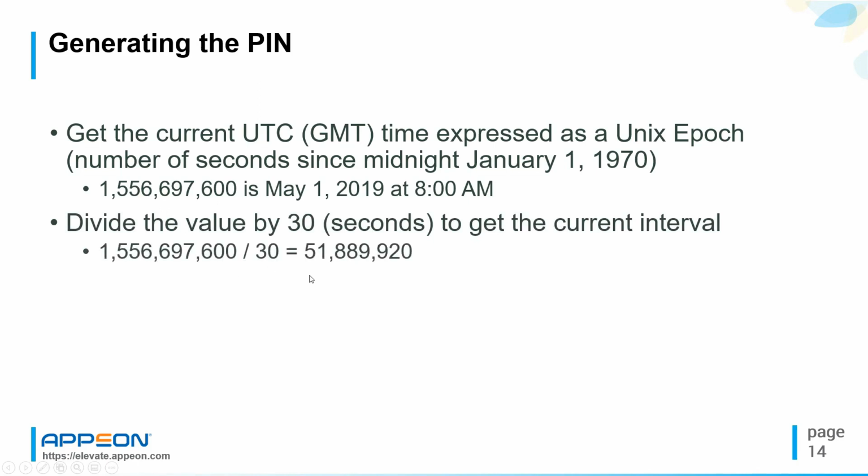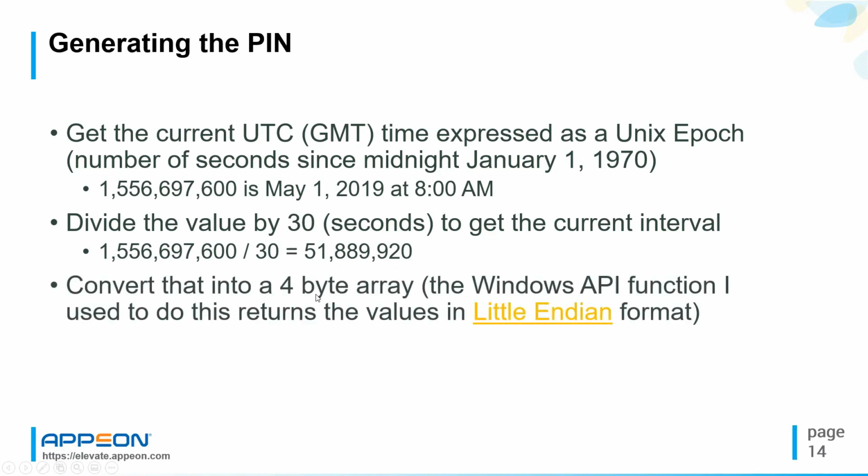And we truncate to a full integer. Well, not a full integer. We drop off the fraction here. So we get 51,889,920. That's the interval. Okay, we convert that into a 4-byte array.